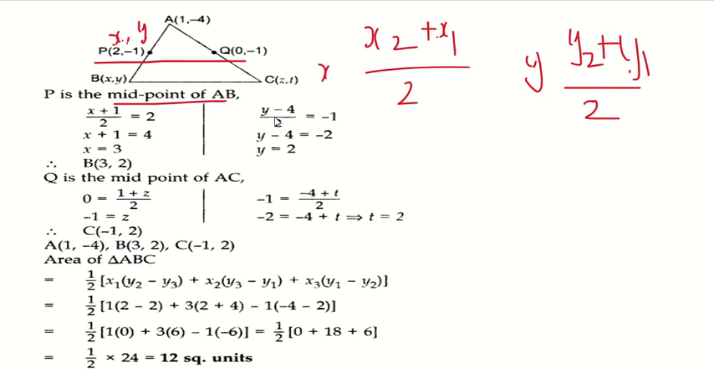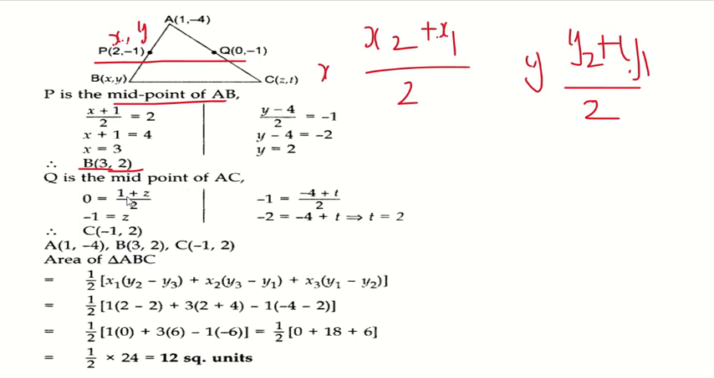See, here you can compare with the y also. y minus 4 by 2 equal to minus 1. So, y minus 4 equal to minus 2, y equal to 2. So, what is the coordinate of B? 3 comma 2. Same way, now I am going to take AC. As we have done in the previous, we will do the same.